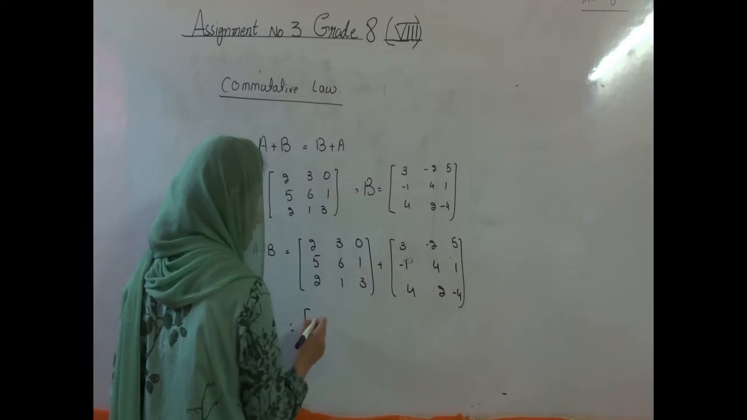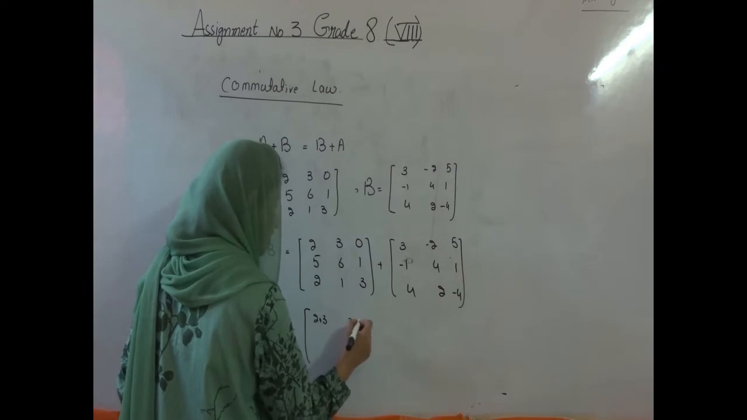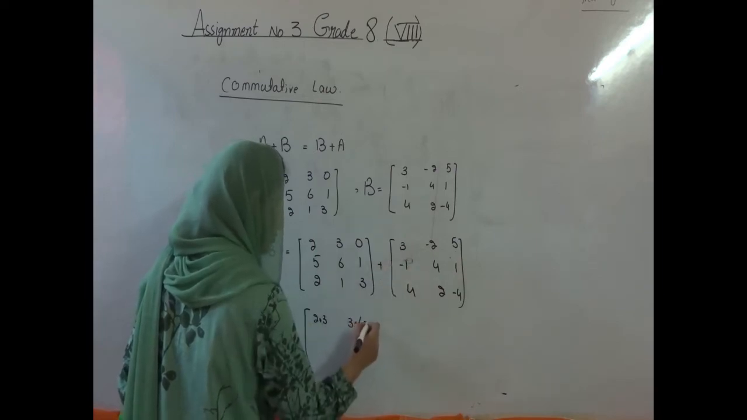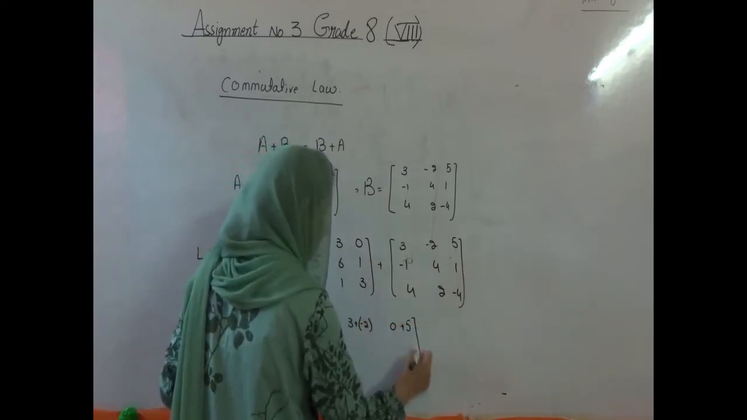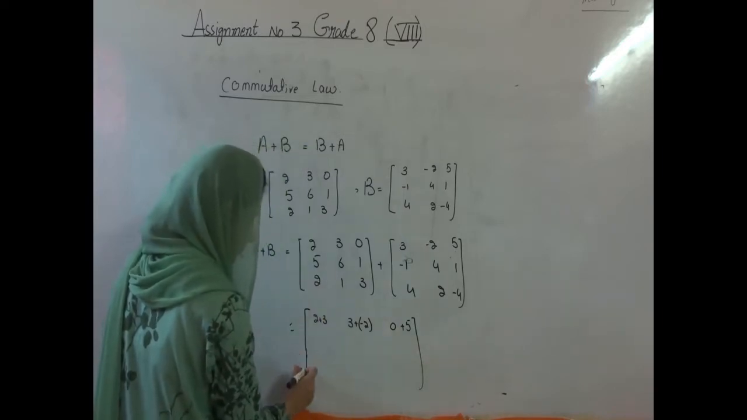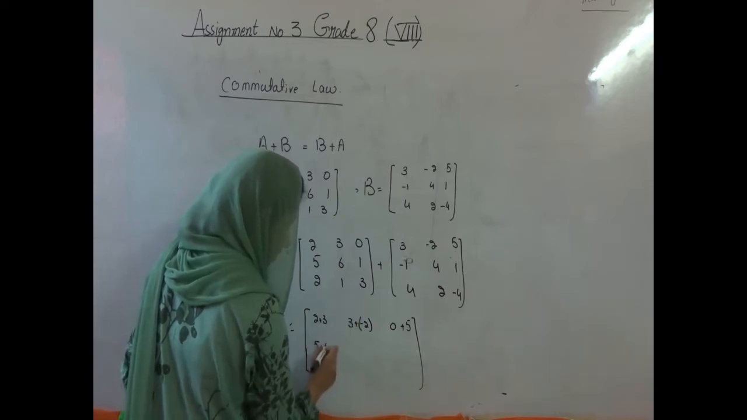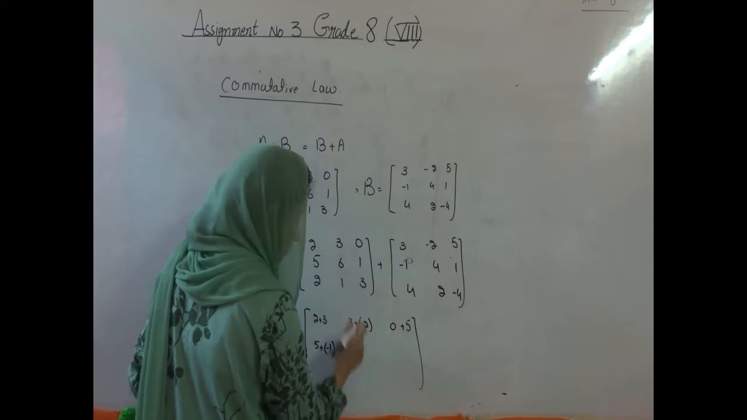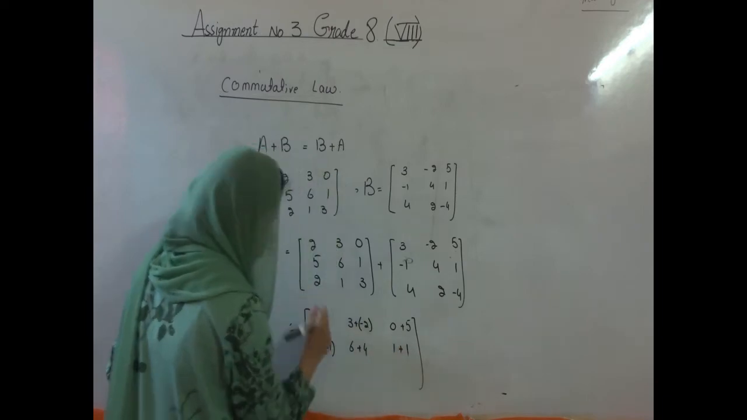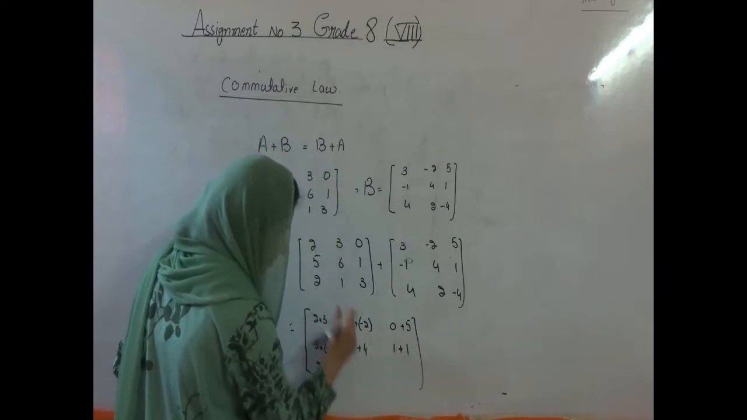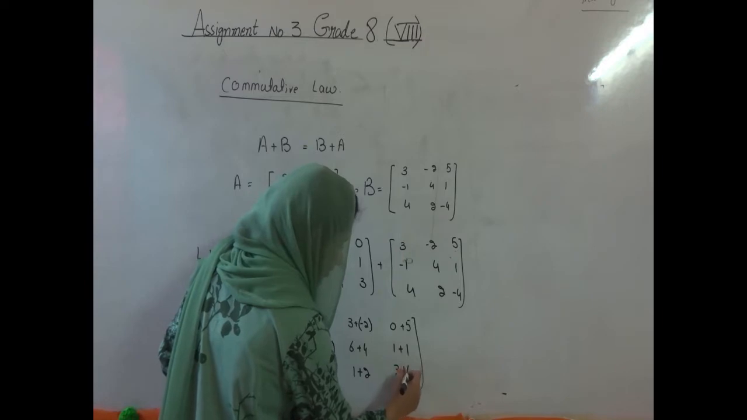So 2 plus 3, then 3 plus, put the bracket here, minus 2, then 0 plus 5, 5 plus minus 1 in bracket, then 6 plus 4 and 1 plus 1, 2 plus 4, 1 plus 2 and 3 plus minus 4.